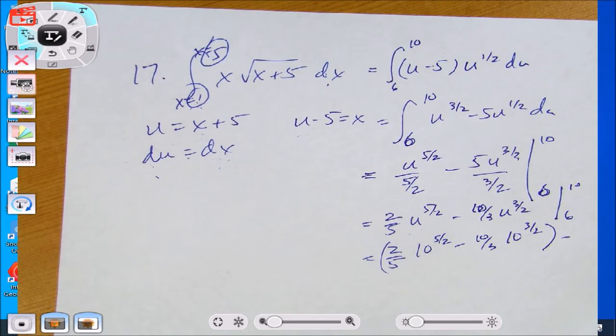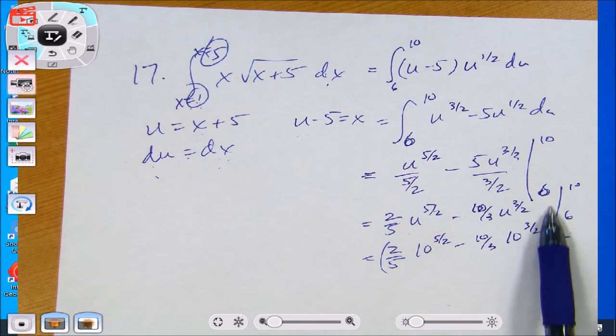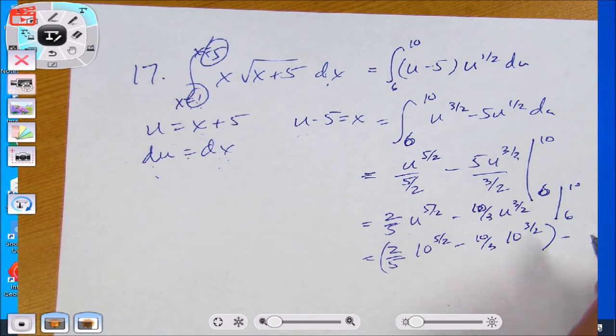If you change the limits, you can't go back to x, you can't substitute, unless you change these numbers back. So now we're going to plug in 10 and then plug in 6, and then subtract them. Now we just have to do 6.